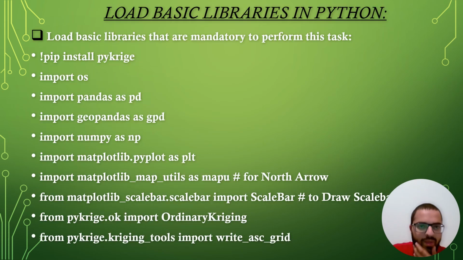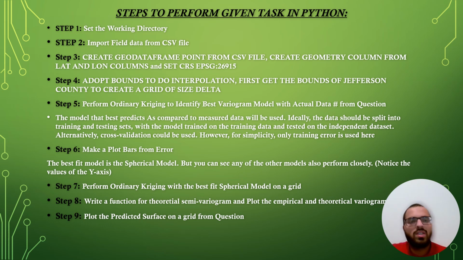So let's see some basic libraries for question number one: pip install pykrige, and then we have os, pandas, and others. These are all the libraries we adopted for question number one. And so what are the steps? First, we set the working directory, then we import field data from a CSV file, then we create a GeoDataFrame of points from the CSV file. We create a geometry column from the lat-long columns and set the CRS to EPSG:26915. Then we adopt bounds to do interpolation and extrapolation, and first get the bounds for Jefferson County to create a grid of size delta.